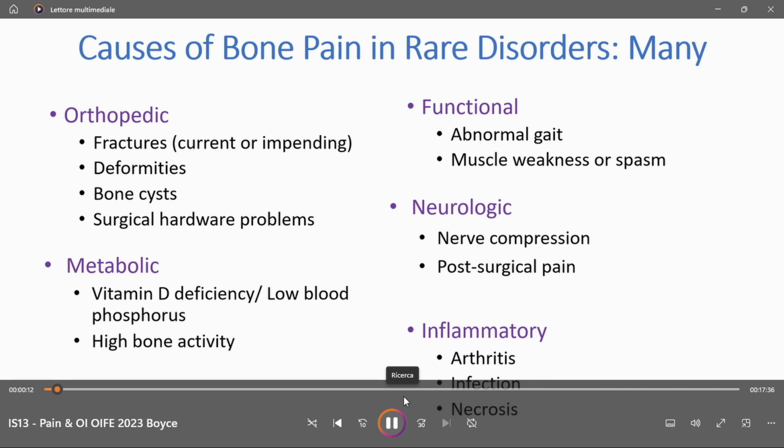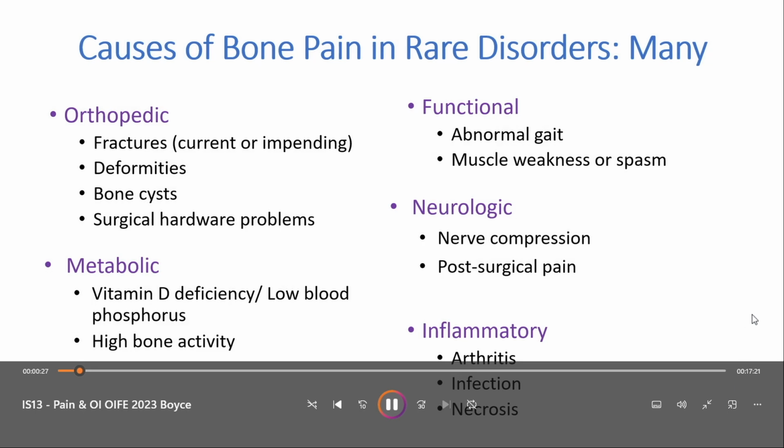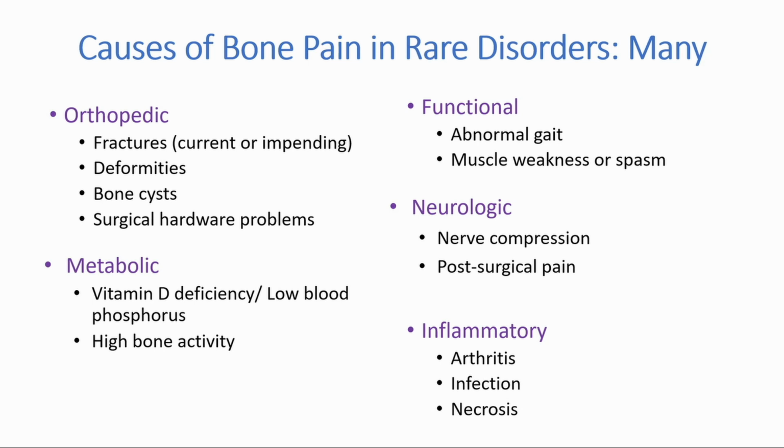So bone pain can arise due to a variety of causes in rare skeletal disorders, many of which can overlap. Orthopedic pain may result from fractures, either current fractures or impending fractures. Bone deformities may result in pain, secondary lesions such as bone cysts or surgical hardware problems. Certain rare disorders are associated with metabolic deficiencies, such as vitamin D issues or high bone activity levels. Patients can have functional pain due to their gait or muscle issues. Neurologic pain can arise due to nerve compression or post-surgically. And inflammatory pain may involve the joints, tendons, or other parts of the bones.